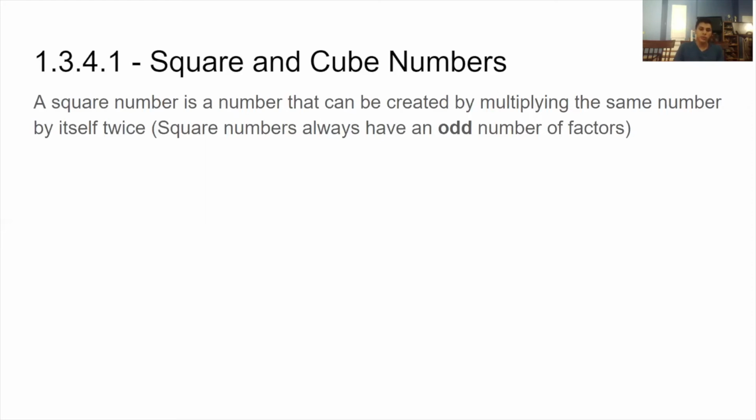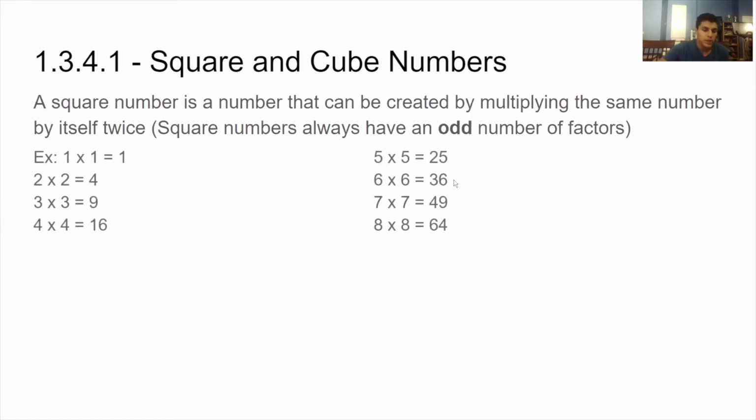But with square numbers, one of your factor pairs is going to have only one number in it because it can be multiplied by itself, not another number, to get your square number. So when you add that on top of all your other factors, that's going to add to an odd number of factors. So some examples of square numbers are 1, 4, 9, 16, 25, 36, 49, and 64.